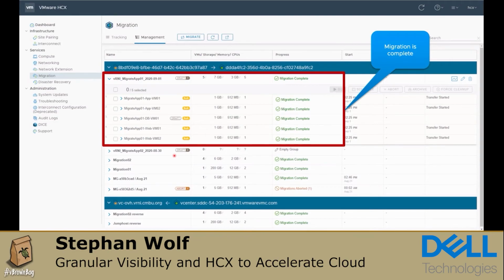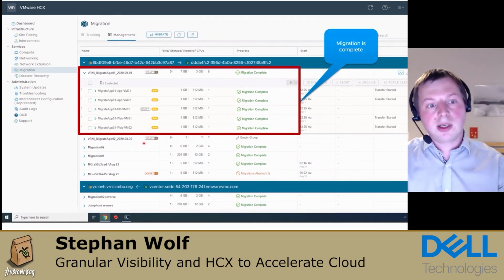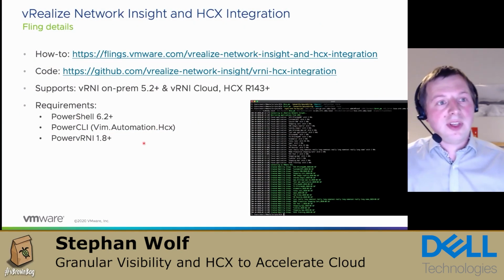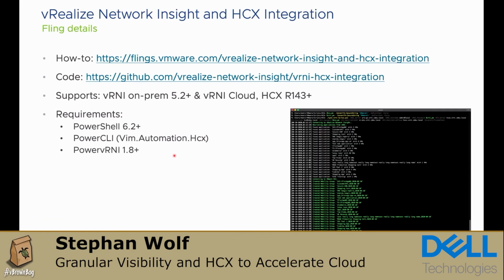And for sure, bigger VMs can be migrated as well. And if the application contains 10 or 20 VMs, no problem. HCX can handle that. Where can you find this? For sure, you can get Network Insight and HCX from VMware, and this integration works with the script. You can find the script via the link, and also the source on GitHub.